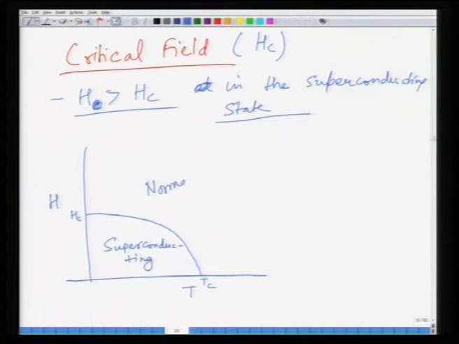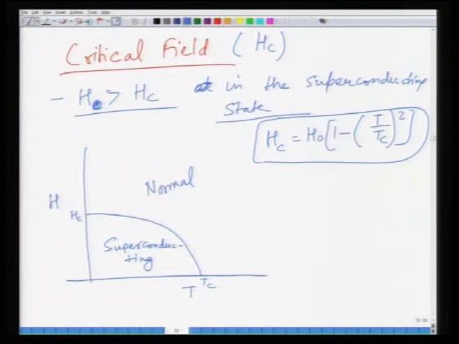So, what you see is that the Tc of a material decreases as you increase the magnetic field. This is a correlation of Tc and Hc, and this Hc is given as H naught multiplied by 1 minus T divided by Tc, squared. This is the relation which relates Hc and Tc in the parabolic form. This is true for what we call a type 1 superconductor. In case of a type 2 superconductor, there is a slight difference. I will use a different plot.